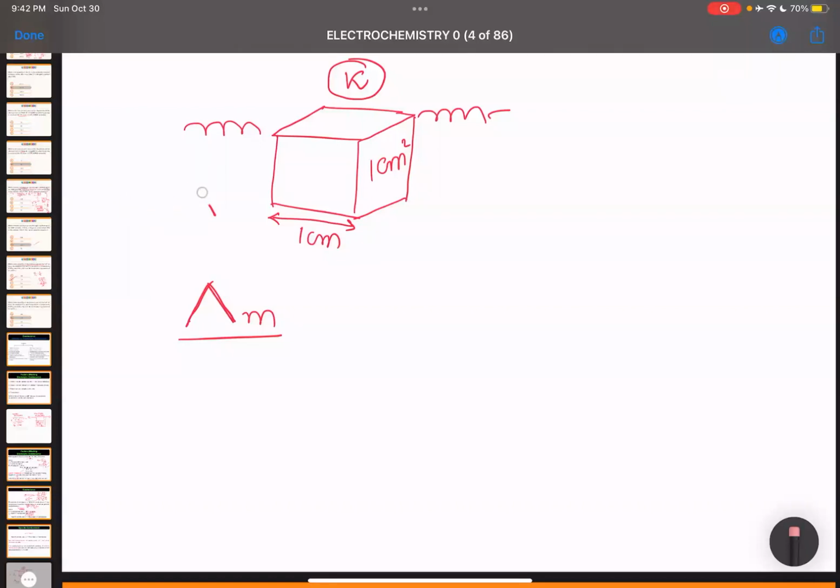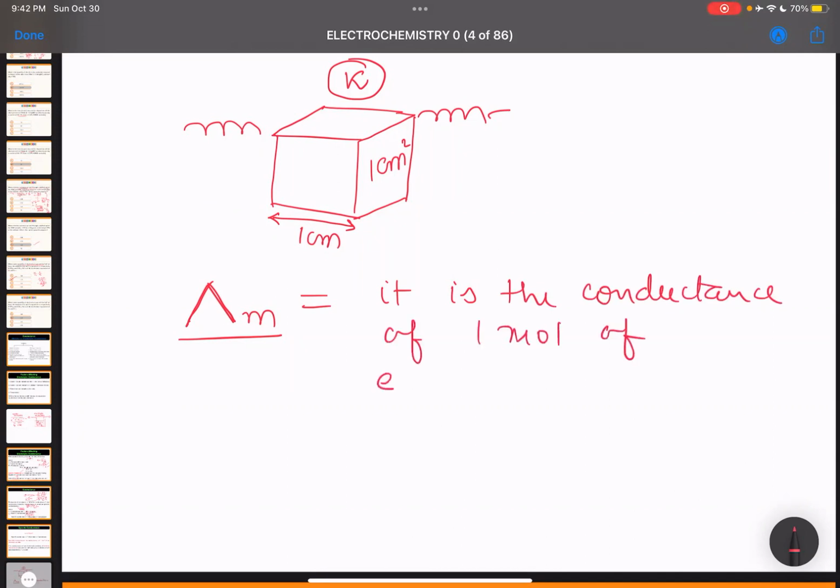Molar conductance is the conductance of 1 mole of electrolytic solution. You can write the definition. It is the conductance of all ions present in 1 mole of electrolyte.